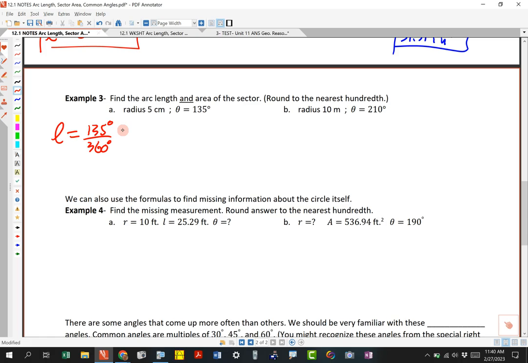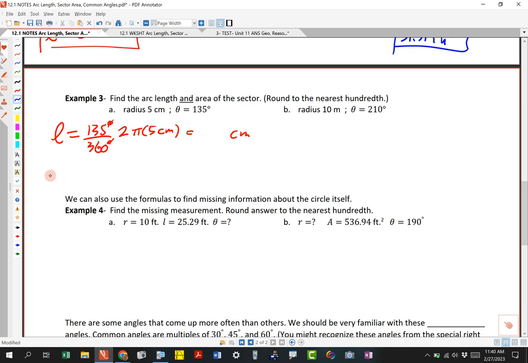3/8. Yep, it would be 3/8. Do we have to simplify it? No, you don't have to. Tell me what the rest of the formula is. And then it's 2 pi and parentheses 5. 5 what? Centimeters. Technically centimeters. Now, I'll stop making a big deal of it, but make sure that the units cancel, and then your answer is going to be in centimeters here.